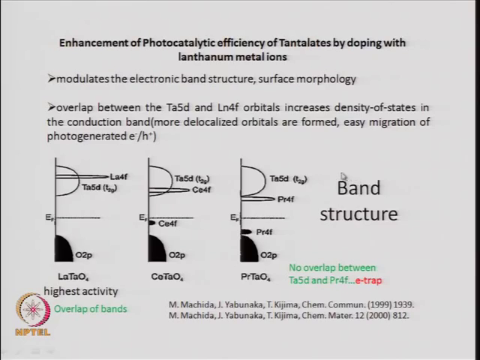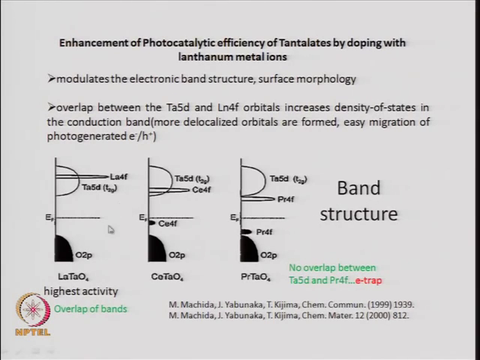So, these kinds of diagrams are called band structure diagrams, and they give you a lot of idea about the possibility of the movement of electrons, the conductivity of electrons, the band gaps, and the difference in what will be the optical band gap. All this you can understand by looking at the detailed band structure for these oxides.